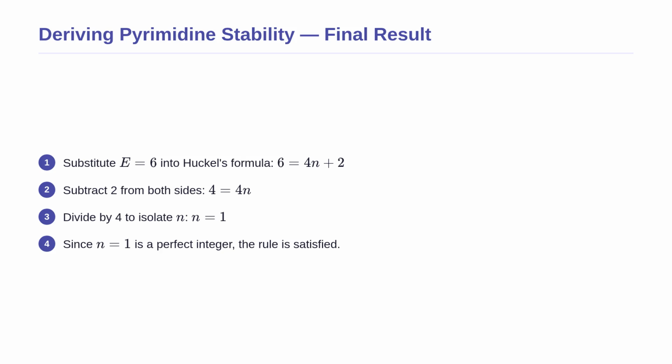This brings us to the final step of our proof. We substitute our calculated value of 6 into Huckel's formula, setting up the equation 6 equals 4n plus 2. We subtract 2 from both sides to get 4 equals 4n, and then divide by 4 to isolate n. This gives us n equals 1. Because 1 is a perfect integer, the pyrimidine ring perfectly satisfies Huckel's rule. This mathematical proof confirms exactly why nature chose these highly stable molecules to store our genetic code.